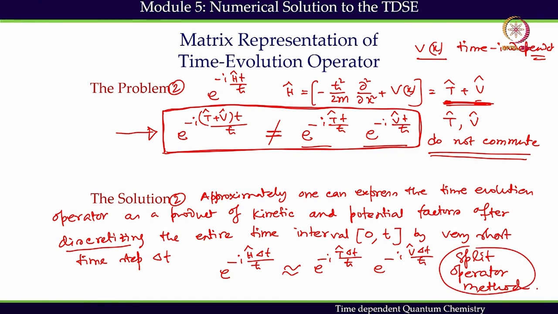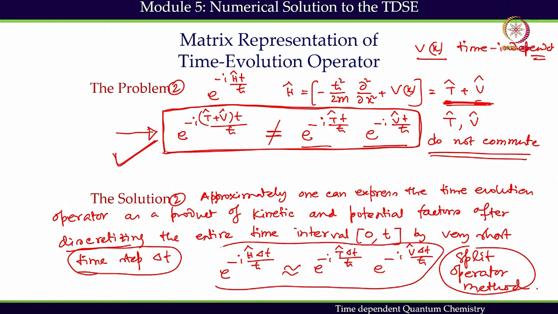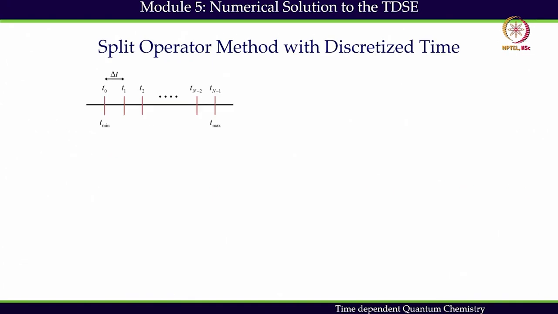So, first of all, we have to show that this inequality is true, and then if I consider a very small time step in the time evolution, then this equality may hold. I have to first prove this one, then I have to go for a proof for this one. So, we will move on and we will see how to prove this.